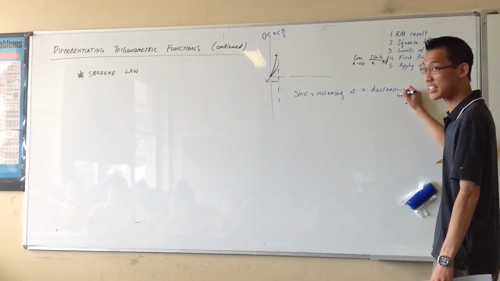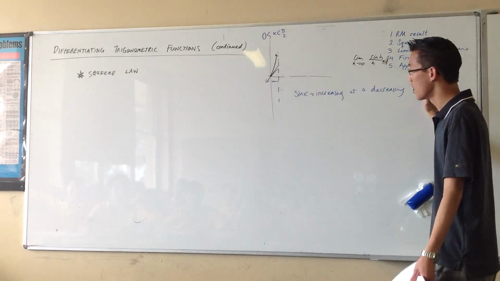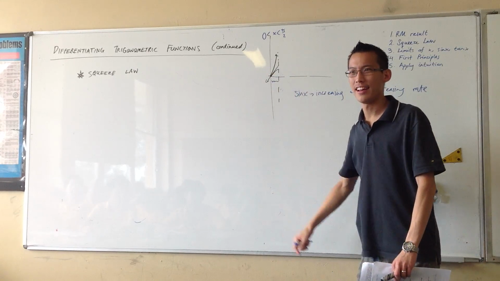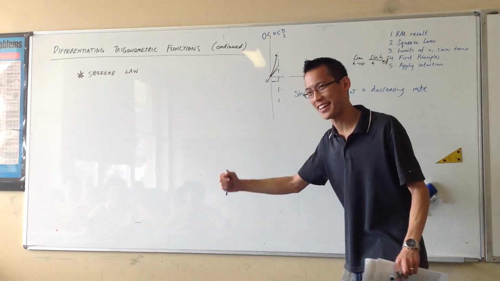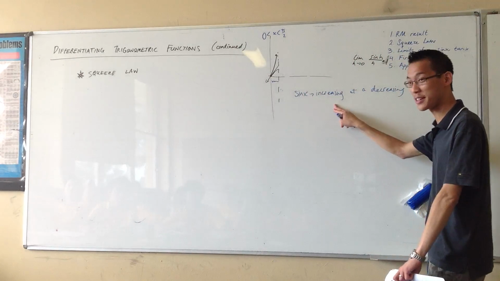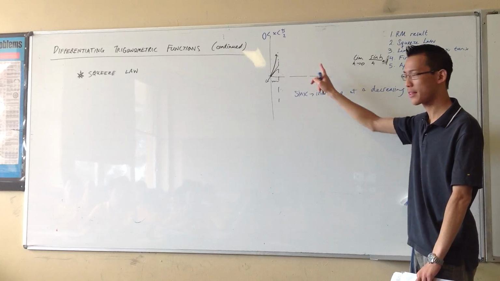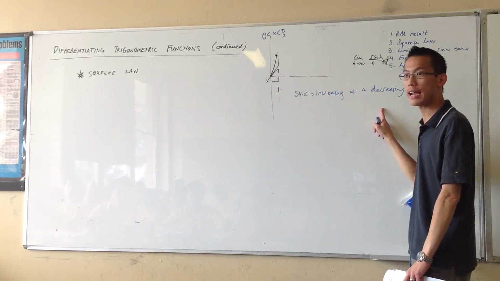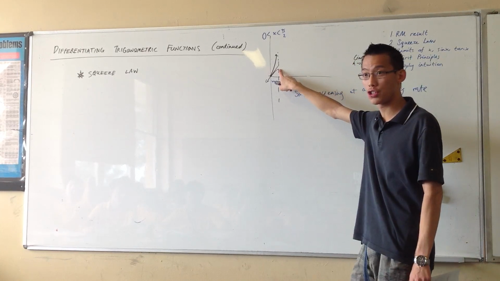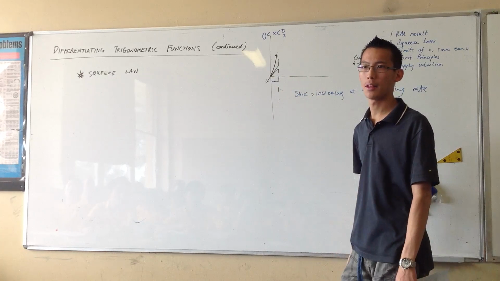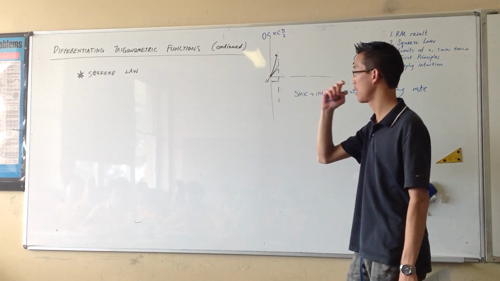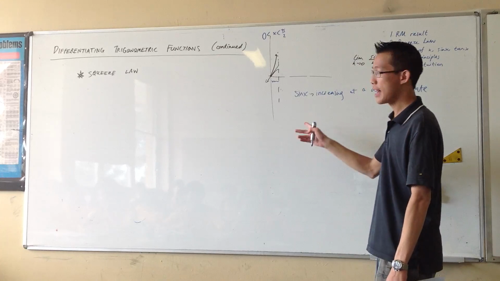Increasing at a decreasing rate. It's still going up. That's what increasing means. But it's sort of slowing down. It's like you're running up a hill and you're getting tired. So that's what I mean. You're still going forward, you're going up, but at a slower and slower rate. Until, in fact, when you get to pi on 2, you've stopped increasing altogether. You've just stopped. All right. Now that's sine x.